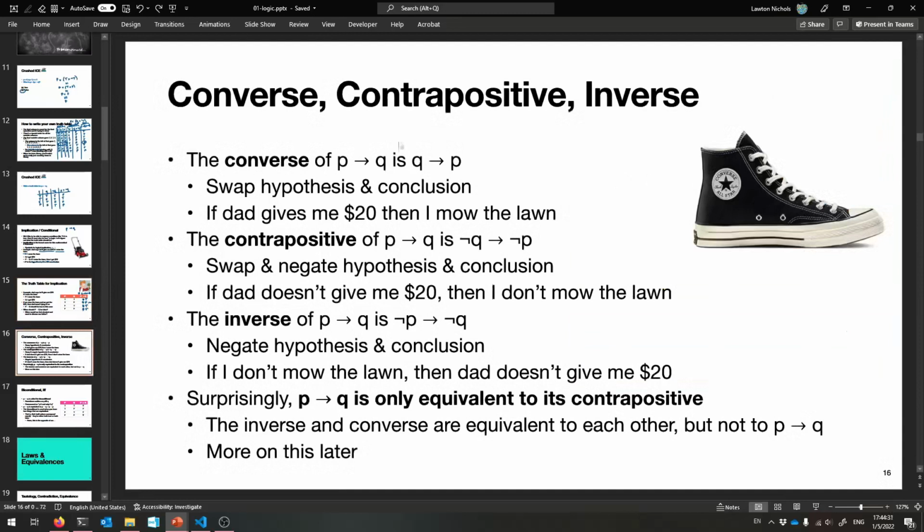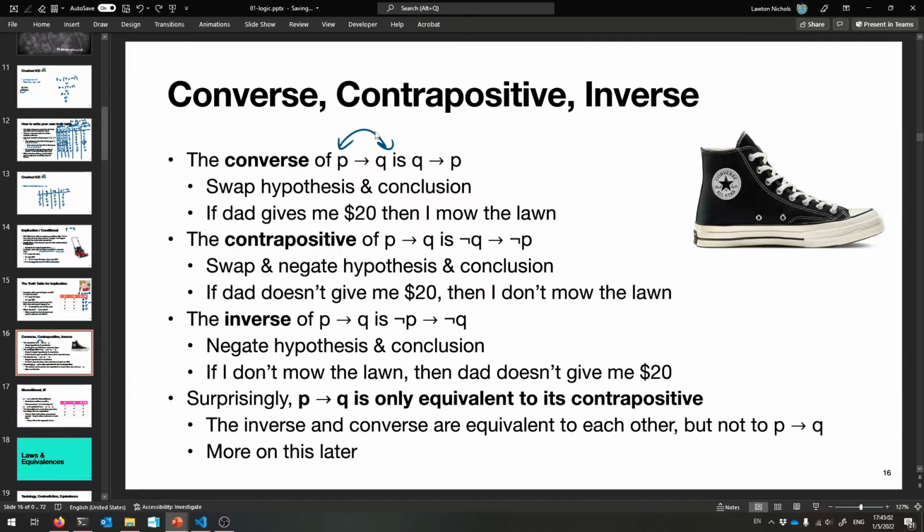So here are a bunch of different ways that you can use implication and manipulate it. Okay, so the converse of an implication of if P then Q is if Q then P. Just flip them. If you want to write the converse of an implication, you just flip the hypothesis and the conclusion. So this would turn it into, if Dad gives me $20, then I mow the lawn. So give me the $20 first, Dad. Okay? These are just fancy words, right? This is a fancy Latin word.